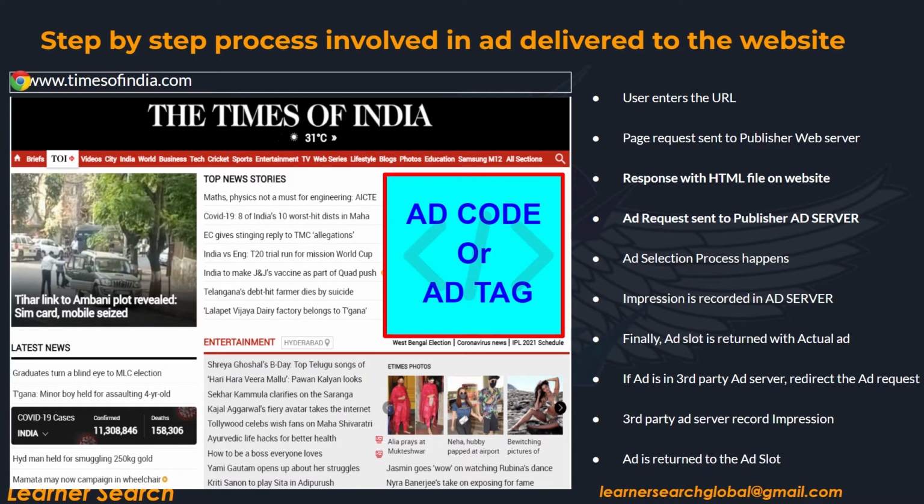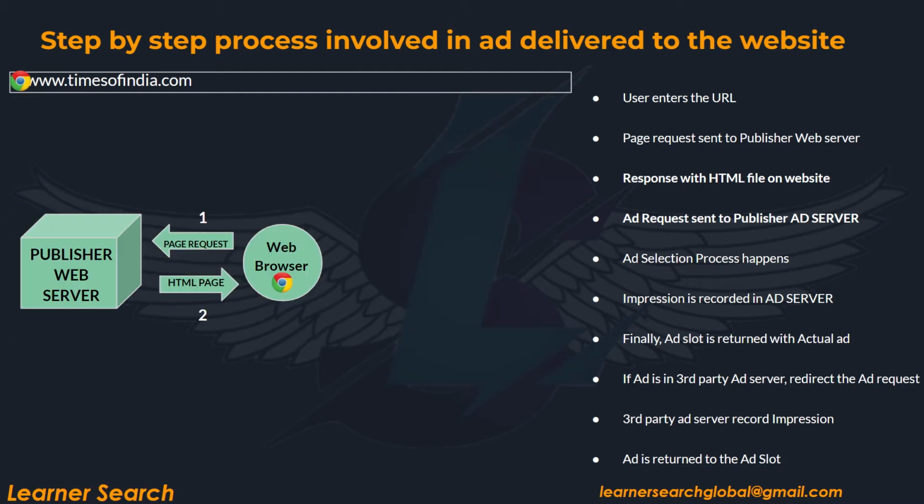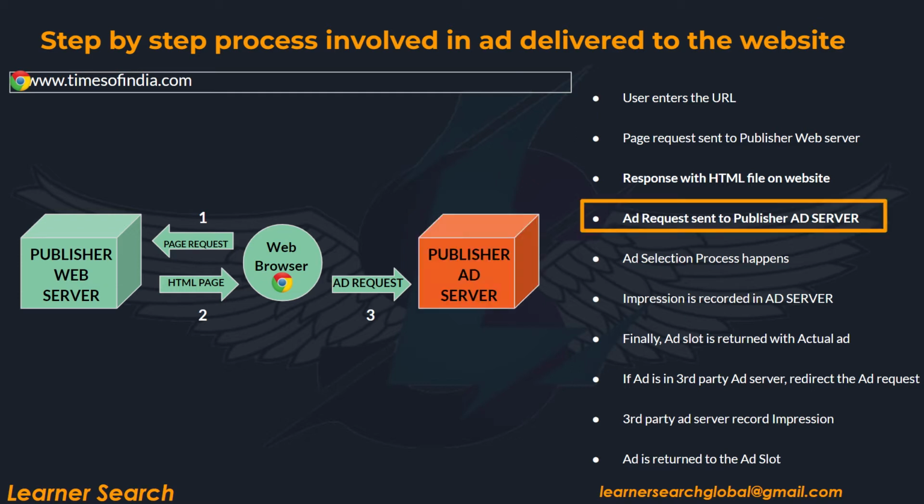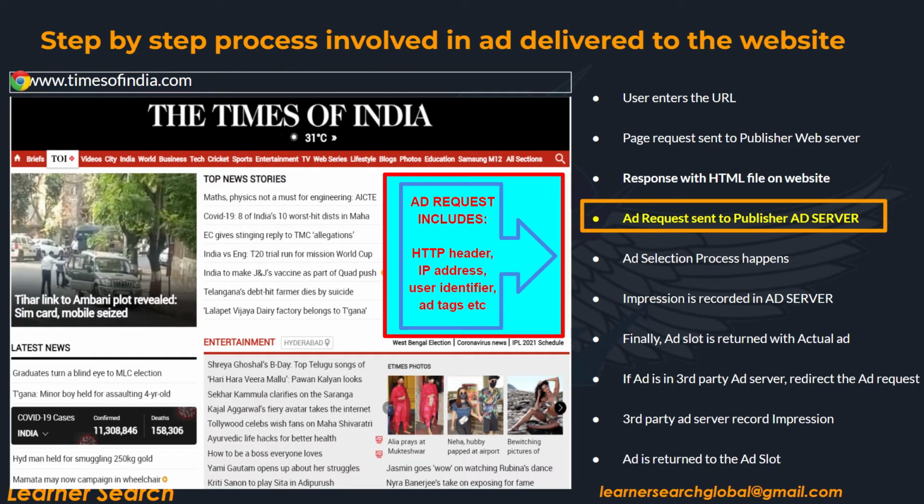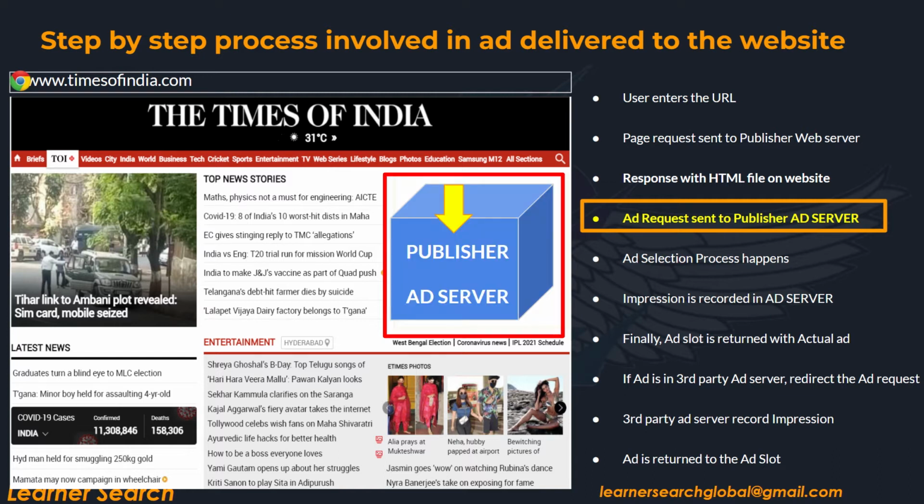On the web page, this ad tag contains a set of instructions. The browser reads the ad tag and identifies each ad in the web page. Then it sends an ad request which is not directed to the publisher web server this time. Instead, it is routed to a separate server where ads are stored, known as the publisher ad server. This ad request passes information that contains HTTP header, IP address, user identifier, ad tags, etc. to the publisher ad server.